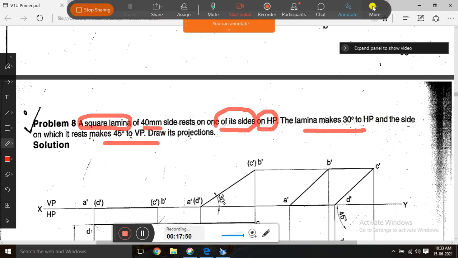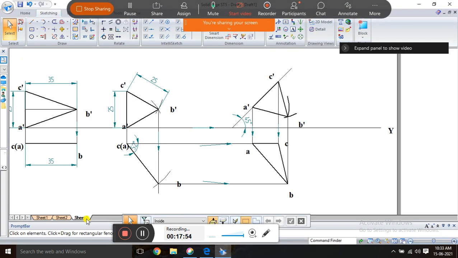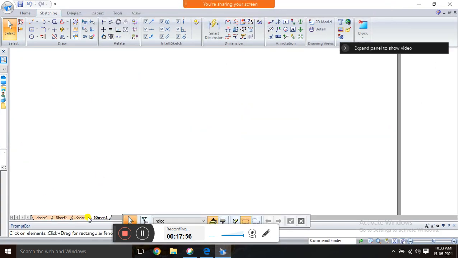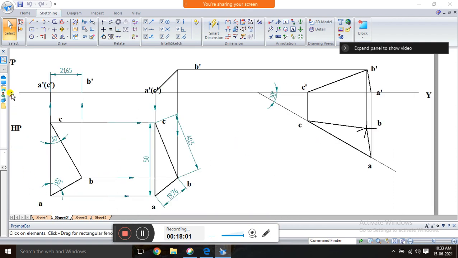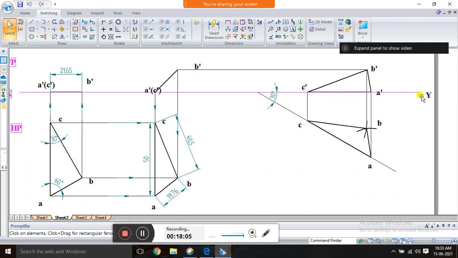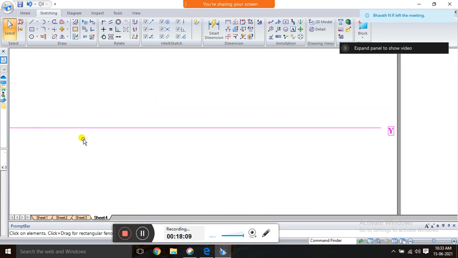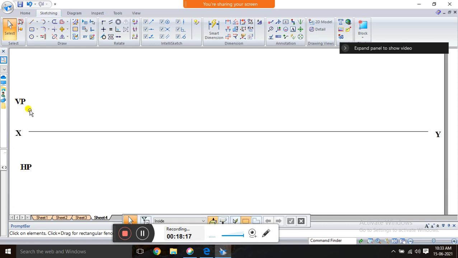See here, I will show you. First you have to draw the XY line. This is X, HP, VP, these things are common. You have to draw one line and name it XY. HP is the one below and VP is the one above.